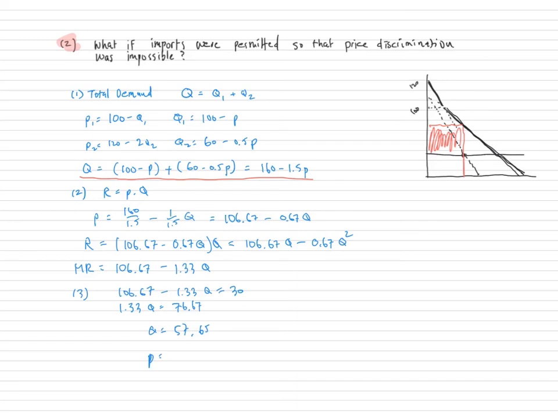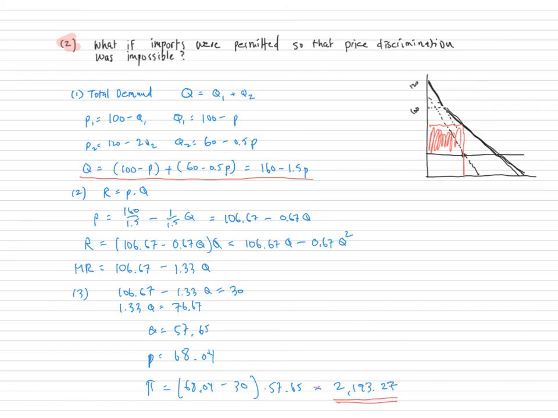You can plug that into our total inverse demand function. So 106.67 minus 0.67 times 57.65. Price is going to be equal to 68. I'm rounding it off here, so 68.04, say. And then, of course, I'm going to calculate my profit. 68.04 minus the average cost, which is the same as the marginal cost when the marginal cost is constant and we don't have any fixed costs, times the quantity. So let me calculate that. That's equal to 2,193.27.